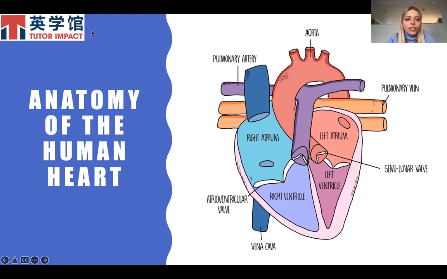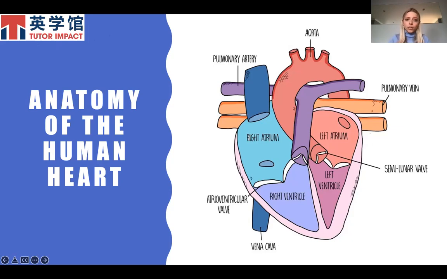So looking at the diagram, we can see that the left-hand side of the heart has a much thicker wall. So this wall, I don't know if you can see my mouse here, but this side of the wall on the left has a much thicker wall. And the reason for this is that it needs to pump more strongly to deliver blood all around the body.